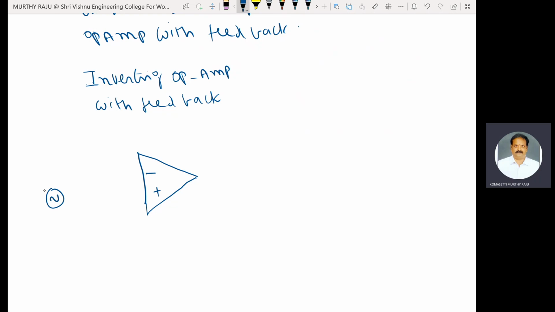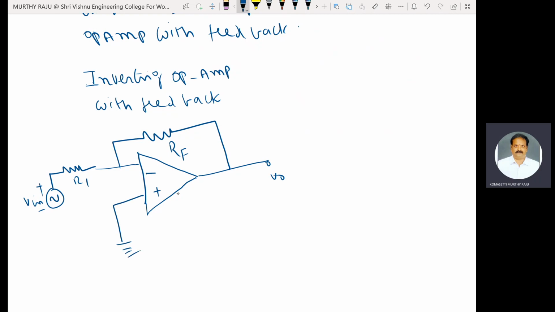Inverting means the voltage source V is applied to the inverting terminal of the op amp through resistance R1. This one is V0, feedback resistance RF, and the non-inverting terminal of that op amp is connected to ground. This one is minus VEE. This one is plus VCC. Some load resistance RL. Inverting op amp with the feedback.